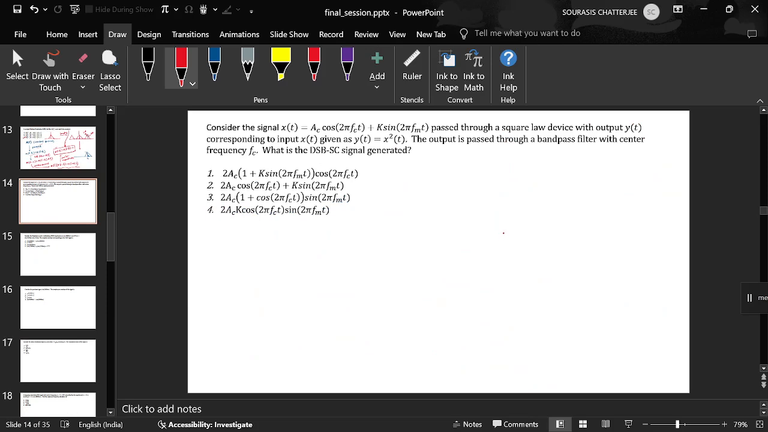So next, about the signal Ac cos 2 pi fc t plus k sin 2 pi fm t. This you can see is the amplitude modulation signal only. This is passed through a square law device with output y(t), and the output is passed through a band pass filter with center frequency fc. So you have x(t), you are passing it through a square law device which basically squares the signal, and then you are passing it through a band pass filter which is going to pass the frequency components around the center frequency fc.